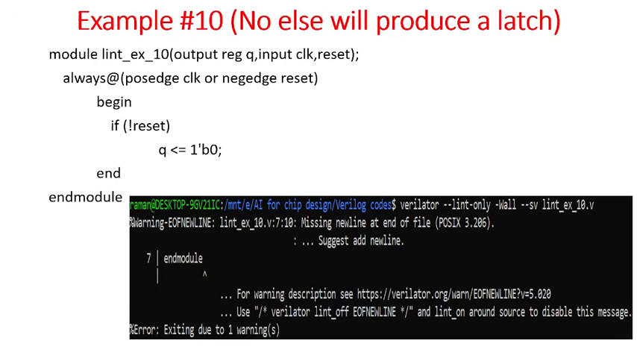So if not reset, if reset equal to 0, Q equal to this, what will happen else? This will produce a latch, but this particular tool is not capable of detecting it. Actually, it's not showing anything on that, but it says that some warning is there. It's not explicitly saying that there is no else case in this, so this may lead to a potential latch. It's not saying that from the logs that I am observing.